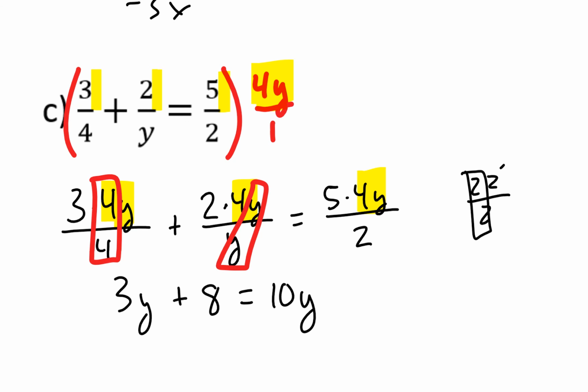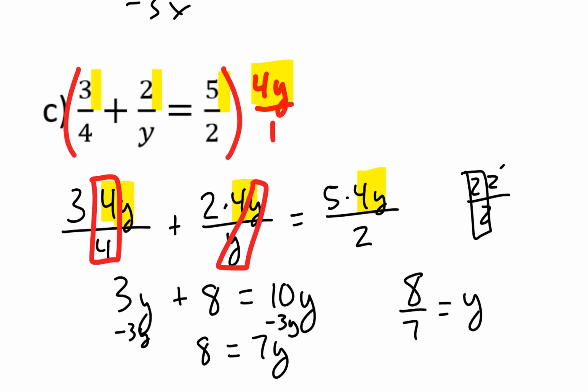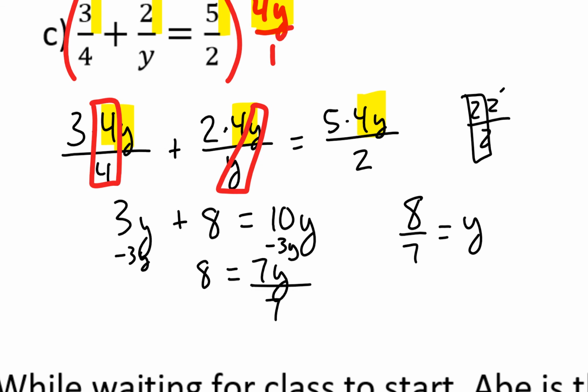Next, I'm going to take away 3y from both sides, so this is going to be 8 is equal to 7y. Again, I subtracted 3y here and 3y on the other side of this equation. And now if I divide both sides by 7, 8 sevenths is y. You can see this, right? 7 over 7, so here's the 1. That's why I picked the 7. Y is 8 sevenths. And that is the answer for part C.